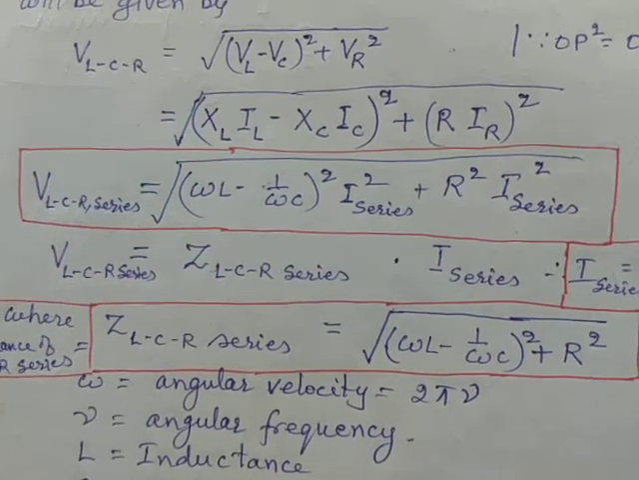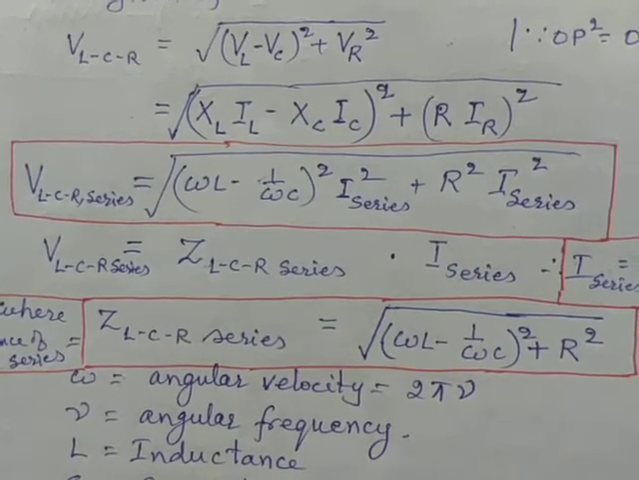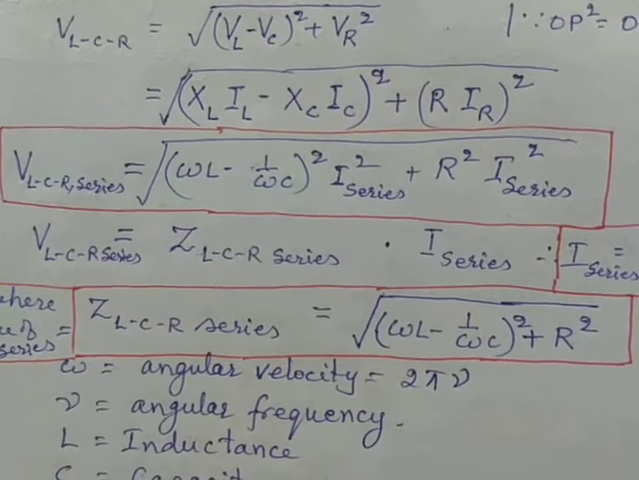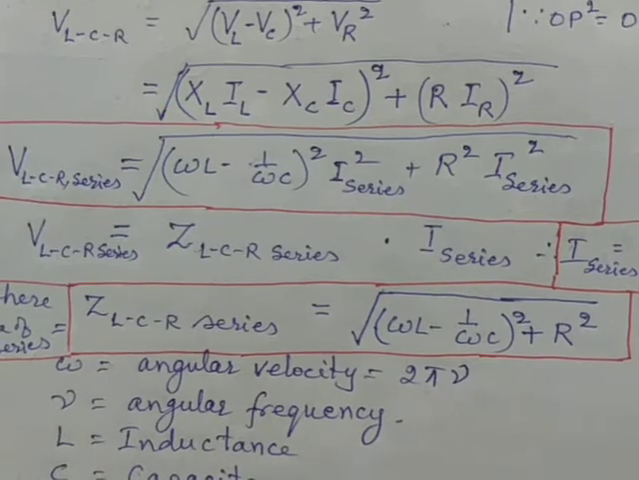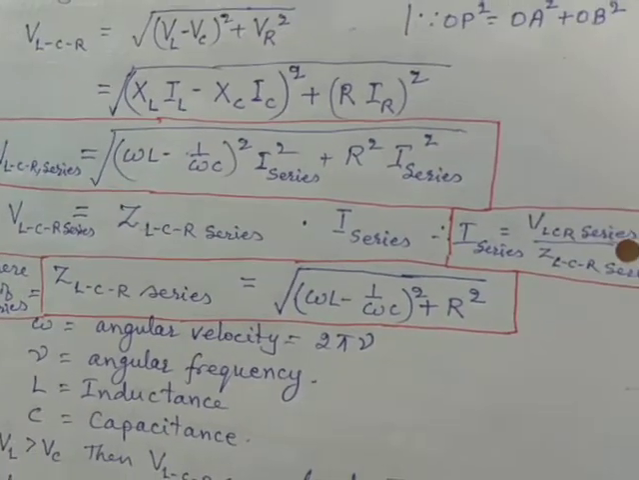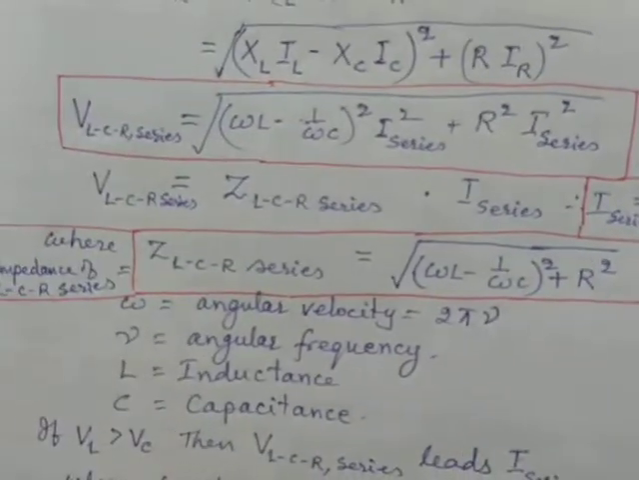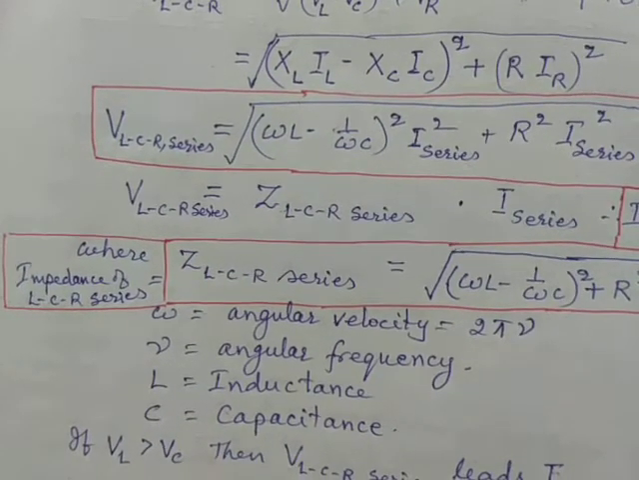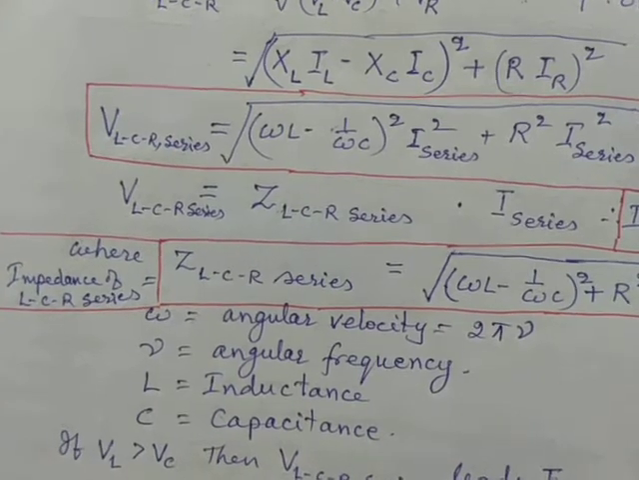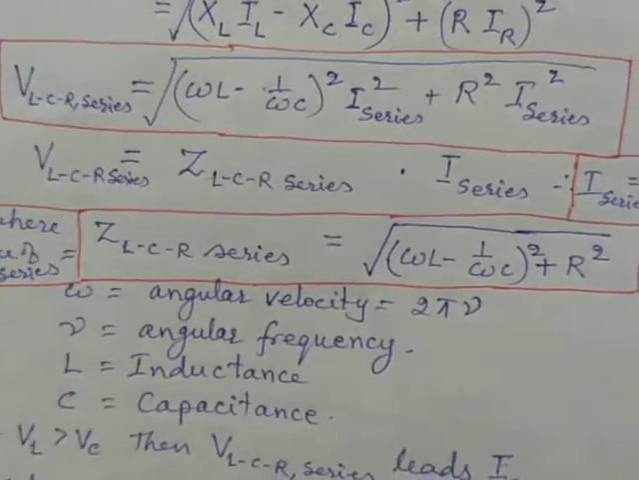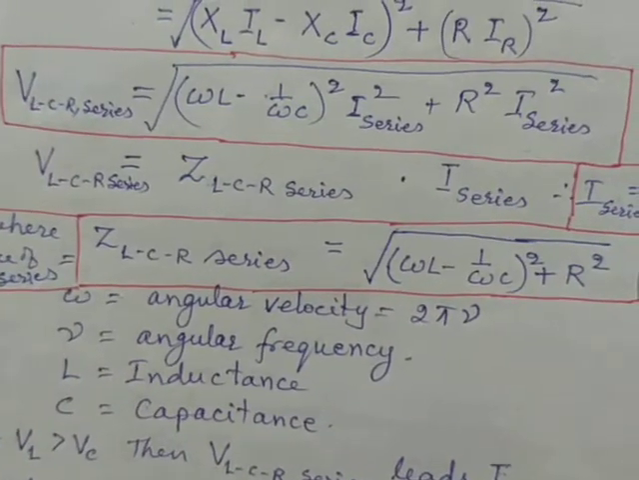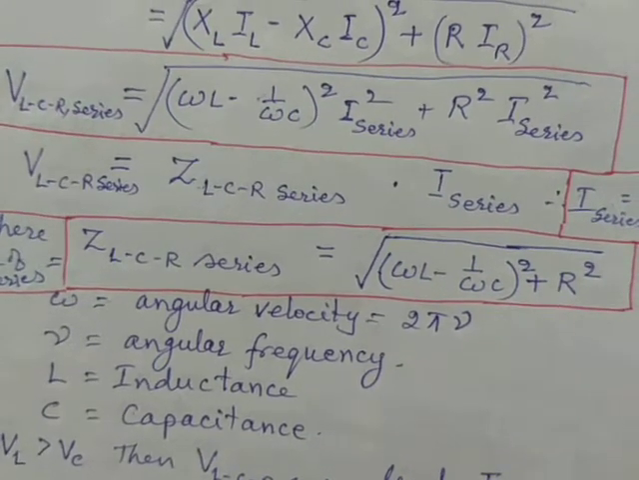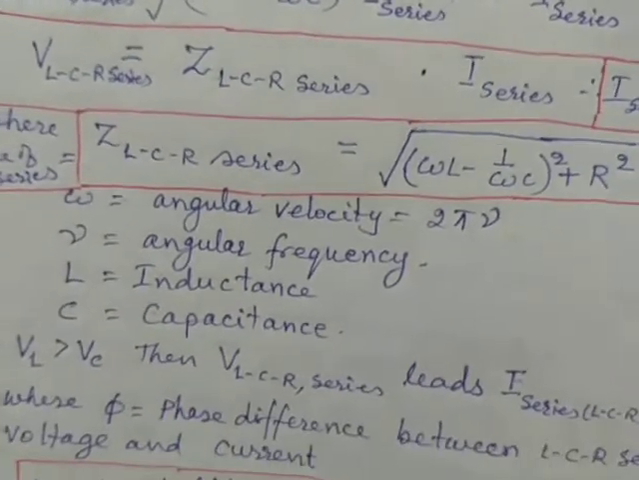And from that we can have V of the LCR series circuit equal to impedance Z of the LCR series circuit into I, the current in the series circuit. And what is Z? Z is the impedance, which is a combination of reactive circuit and resistive circuit. So here the impedance Z becomes the square root of within bracket omega L minus 1 by omega C bracket close whole square plus R square.